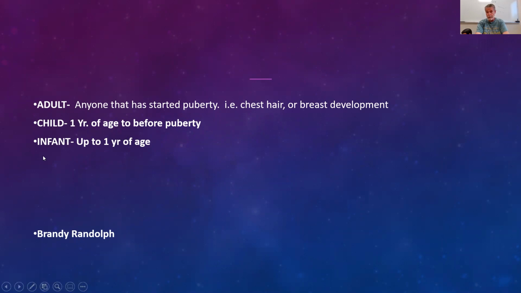I put the age ranges or actual physical descriptions that one needs to be within the specific group. First of all, we have the infants, up to 1 year of age. A child is 1 to the onset of puberty. So development of breast or hair on the chest, then we consider that person an adult. So again, a prepubescent child, 1 before puberty starts, that's your child range. There's not specific ages attached to that.